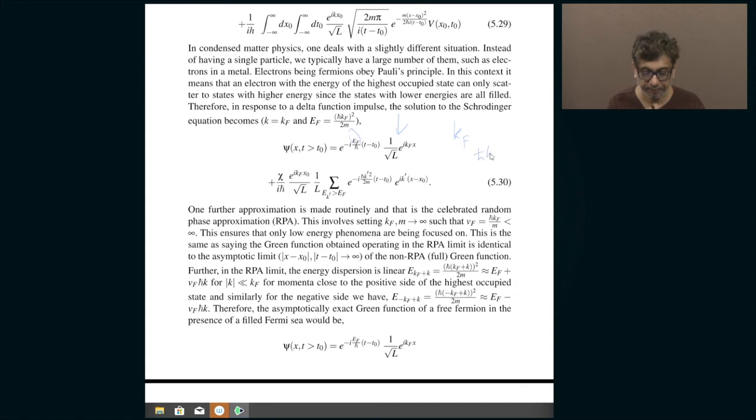And ħk_F is called the Fermi momentum, which is p_F. Okay, so this is how the wave function of the particle with the highest possible energy looks like. So assuming that the box that you have in front of you contains a large number of fermionic particles, and the fermionic particle with the largest amount of energy is what we are interested in.